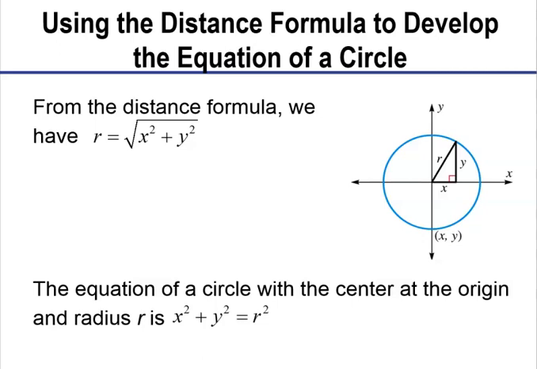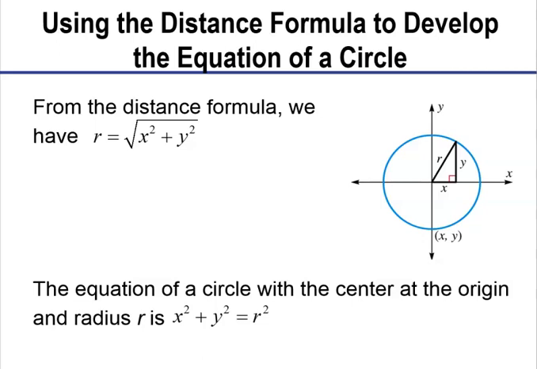We have to move this to a part 3 to describe the last thing that we need to talk about, which is the distance formula. And we want to use the equation of a circle. Now, they're using the distance formula to develop the equation of a circle, and that's the right thing to do. It says from the distance formula we have r is equal to the square root of x squared plus y squared. Now, really, where's that coming from?